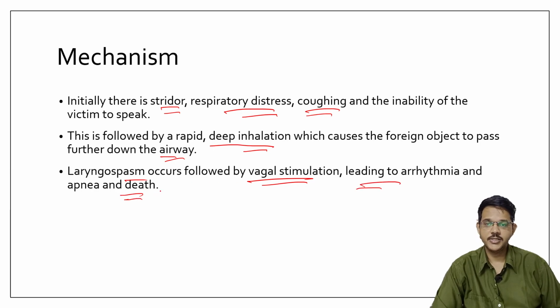So usually this is a common scene. Once the food goes down the wrong way, there is a gag reflex, the person tries to cough, and it may lead to deep breathing. If the person tries to breathe deeply, because of the force of air entry, the food bolus may again enter and get obstructed in the air passage, leading to laryngospasm, followed by vagus stimulation, leading to heart stoppage, or because of obstruction to the air passage there may be apnea and the person may die because of asphyxia.